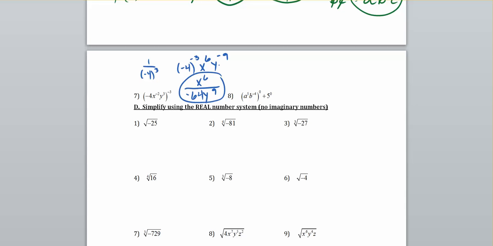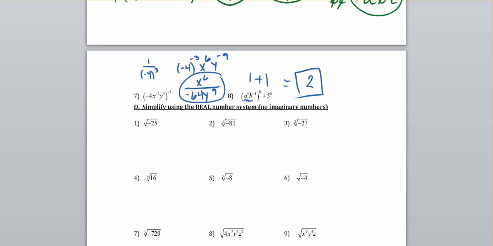All right, last one, anything to the 0 power. It doesn't matter what is in here, anything to the 0 power is just 1, right? Plus 5 to the 0 power is 1. So my answer to this problem is 1 plus 1, which is 2.